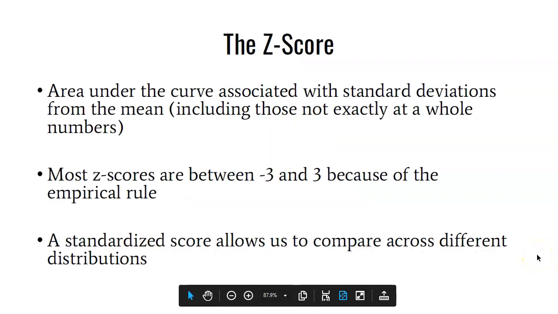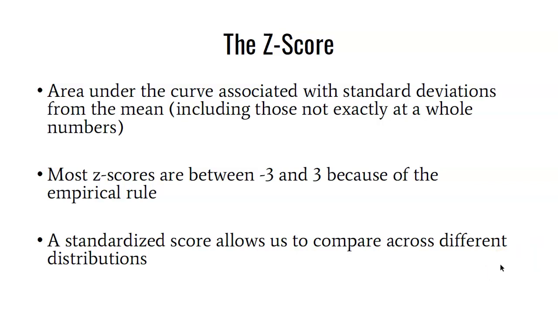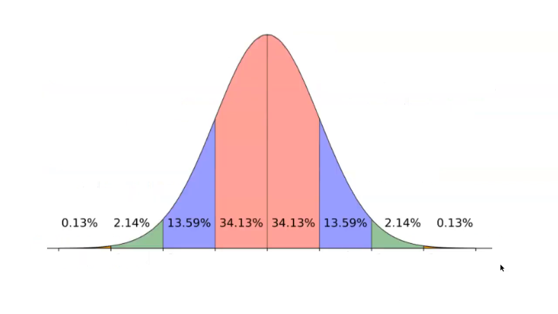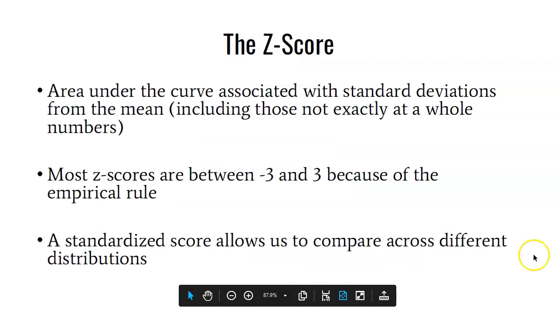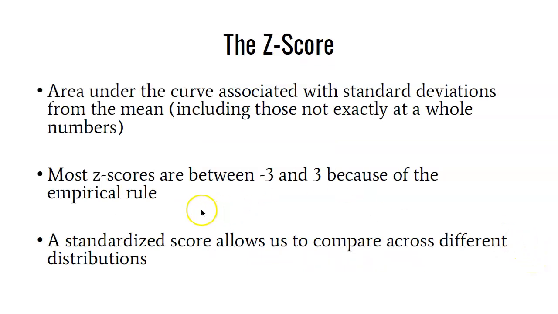So that's what we're going to do today. The z-score is the area under the curve associated with standard deviations from the mean, just like the empirical rule, except these are not only exactly at whole numbers. Obviously, these are positive 1, positive 2, positive 3. We need the z-score to get numbers between whole numbers. And of course, because most observations will be within three standard deviations, that's going to be true for the z-scores as well. The real reason that we need the z-score is that a standardized score allows us to compare across different distributions. I'll show you what I mean in a moment.